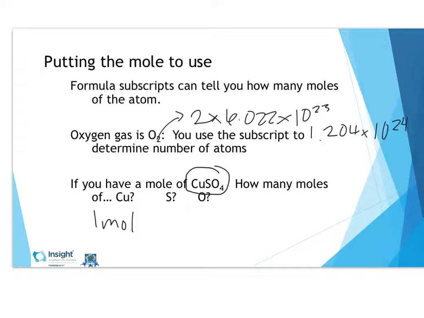Also, since I have a mole of copper sulfate molecules and each molecule only has 1 sulfur in it, I'm going to have 1 mole of sulfur. Okay? But oxygen, on the other hand, because of that subscript 4, in every molecule of copper sulfate, I have 4 oxygens. So I'm going to have 4 times the 1 mole, or 4 moles of oxygen. Okay?